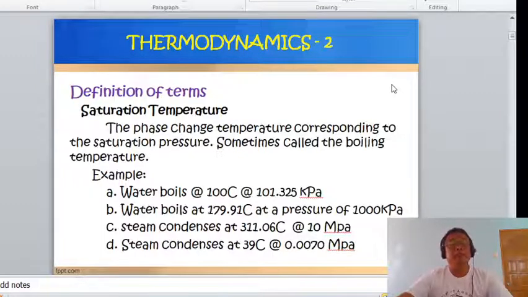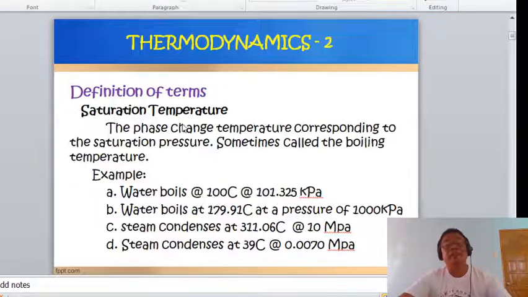So in this definition, water boils, of course, at 100 degrees Celsius, and of course at a pressure of 101.325 kilopascal or atmospheric pressure. Okay, so take note that water will not only boil at 100, it depends also on the pressure corresponding to the temperature given. So another example for B, water boils at 179.91 degrees at a pressure of 1000 kilopascal.